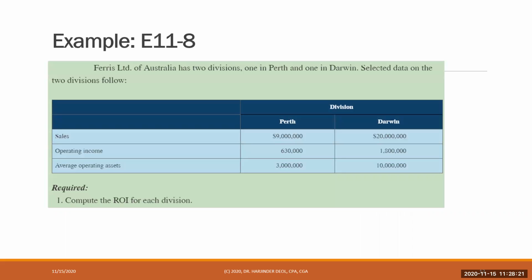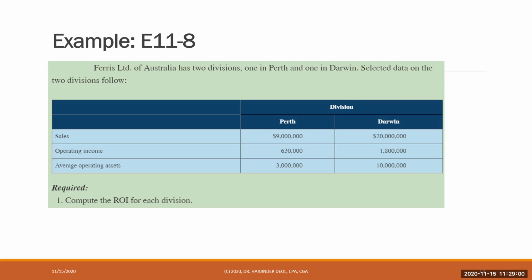Taking a look at an example, this is exercise 11-8 from the textbook. Ferris Ltd of Australia has 2 divisions, one in Perth, one in Darwin. You're given information about the 2 divisions. Perth had sales of $9 million, operating income of $630,000, and employed average operating assets of $3 million. Darwin, on the other hand, had sales of $20 million, operating income of $1.8 million, and operating assets of $10 million.